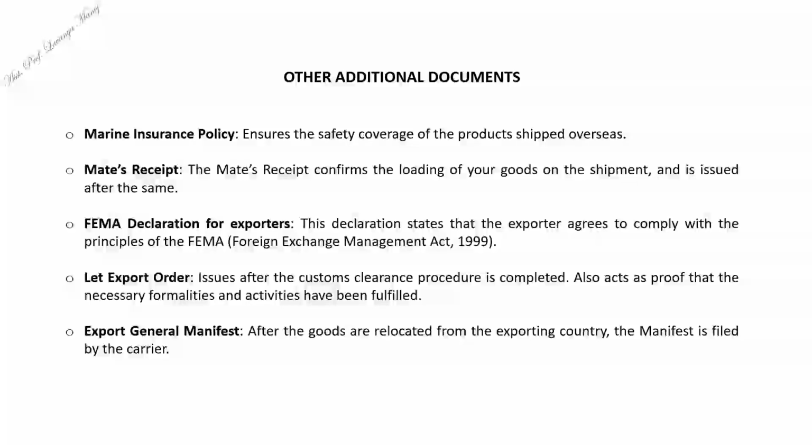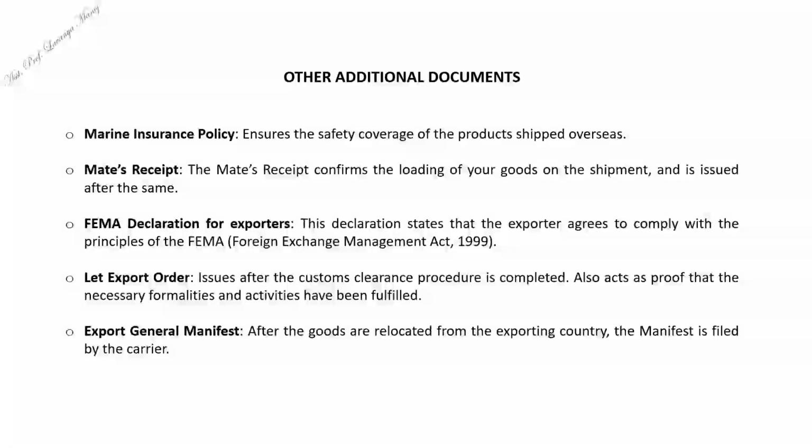Then the export order is issued after the customs clearance procedure is complete. When the customs people receive the product into their customs warehouse, the bill of entry is issued by them. Once the procedure is completed, the export order is issued by them. It also acts as proof that the necessary formalities and activities have been fulfilled. Now, the Export General Manifest, which is called EGM. This is another important document.